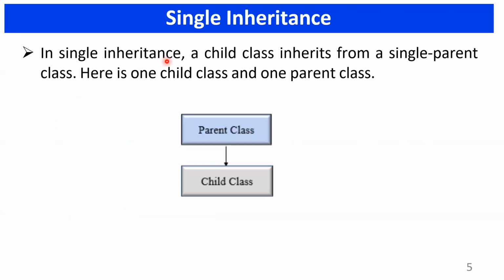The first one is single inheritance. In single inheritance, a child class inherits from a single parent. That means there is only one child class and one parent class. The child class inherits the properties, or the attributes and methods, of the parent class.